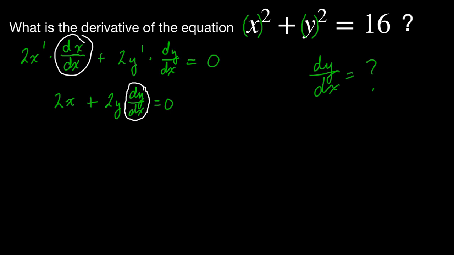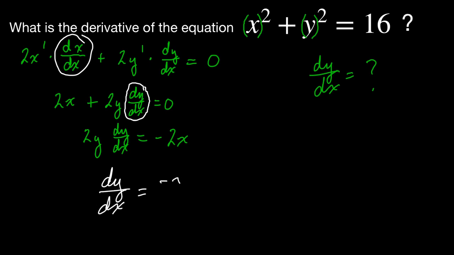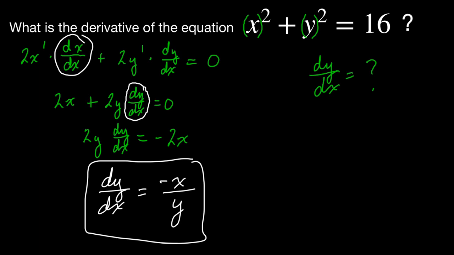So what we're going to do is solve for dy/dx. To do that, you're going to subtract 2x to the other side. So that gives us 2y dy/dx equals negative 2x. And then dividing by 2y, the 2's will cancel. We end up with negative x over y is what dy/dx is equal to.